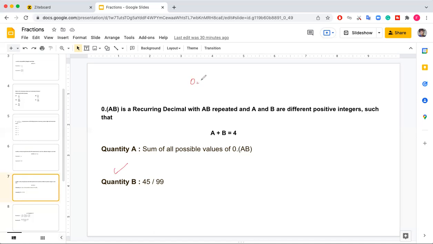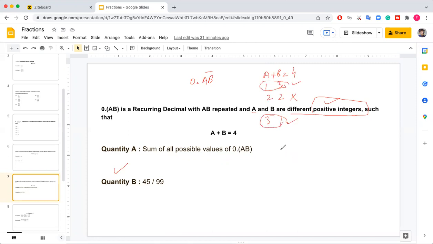We have 0.AB with AB repeating. And the next thing is A and B are different positive integers. Just keep in mind, positive integers: 1, 2, 3, and so on. And A plus B is equal to 4. So how can we come up with the 4? If this is 1, this is 3. This is 2, this is 2, and this is 3, this is 1. 2 and 2 won't be the case because they said different positive integers. So we have only two cases, 1, 3 and 3, 1.